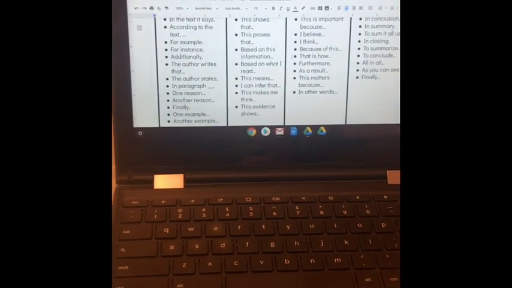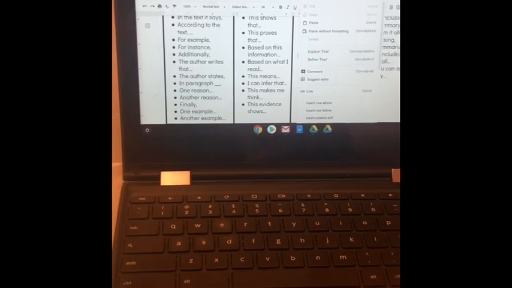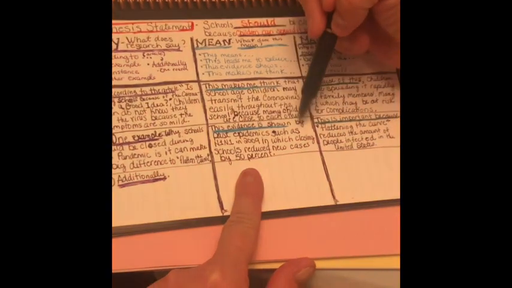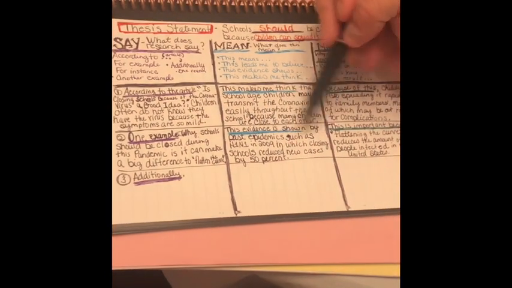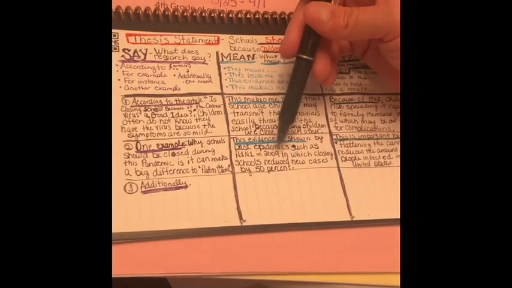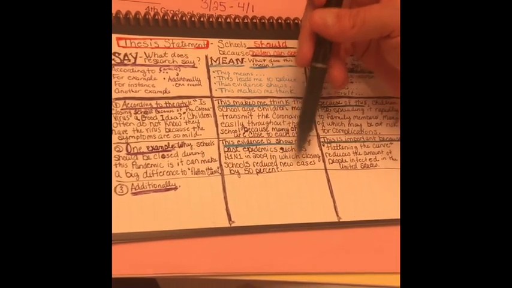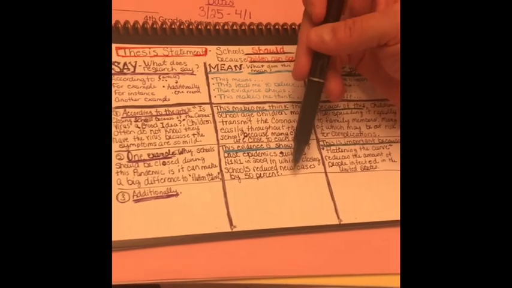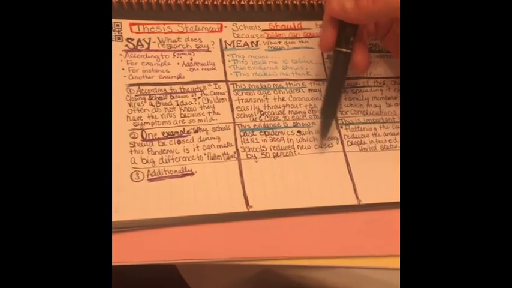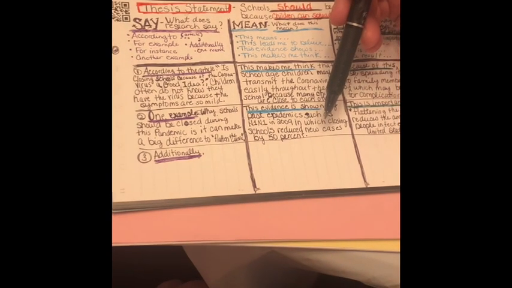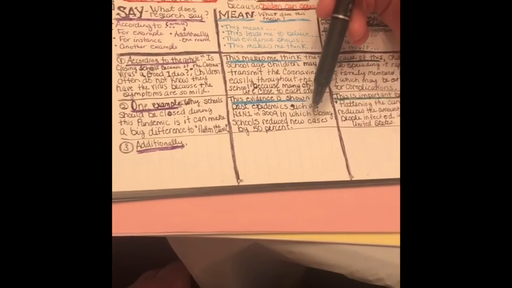evidence shows, This evidence is shown by past epidemics such as H1N1 in 2009, in which closing schools reduced new cases by 50%. Now, I found that evidence in the articles that I sent you, in that one New York Times article.